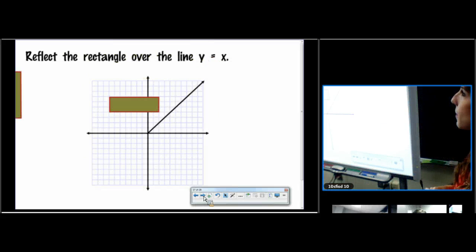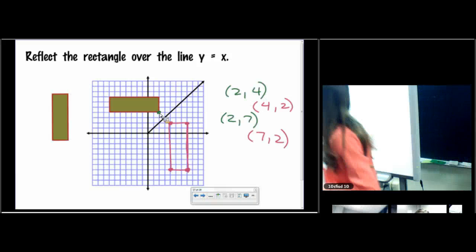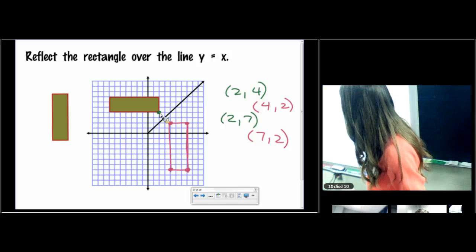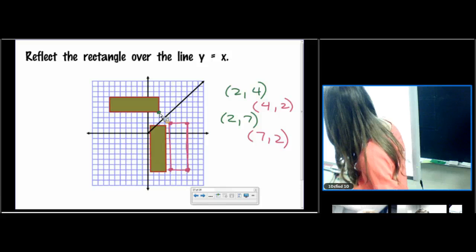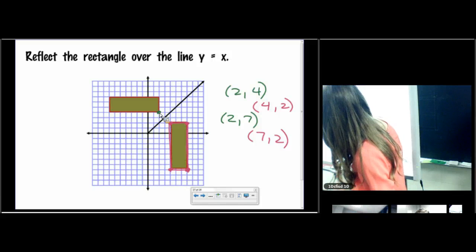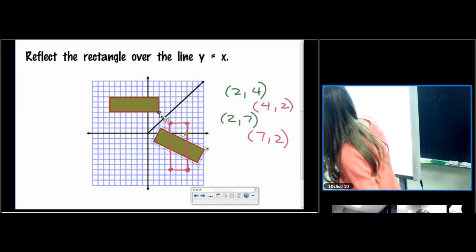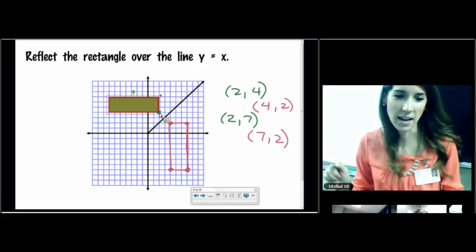Okay, reflect the rectangle over the line y equals x. This is the real rectangle waiting for me, and it really is the correct rectangle. I promise. See, if you rotate it, look, it fits perfectly. Doesn't it kind of look weird? Like it's distorted? Anyways.